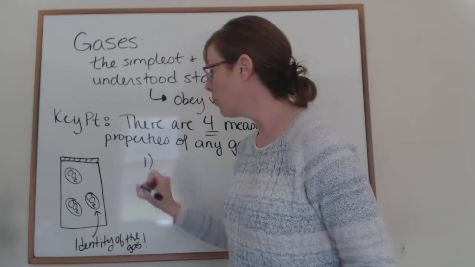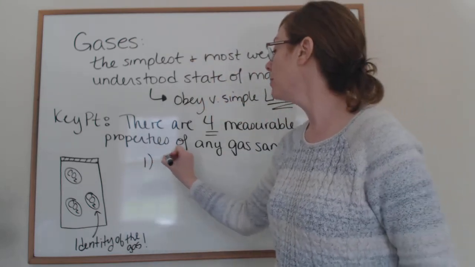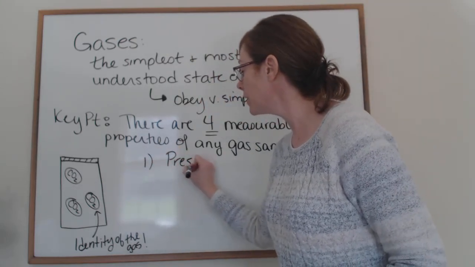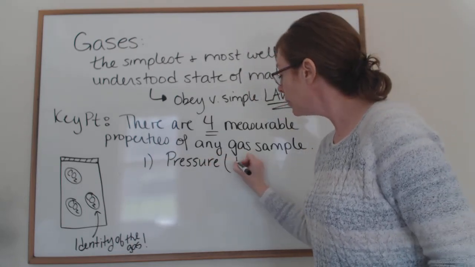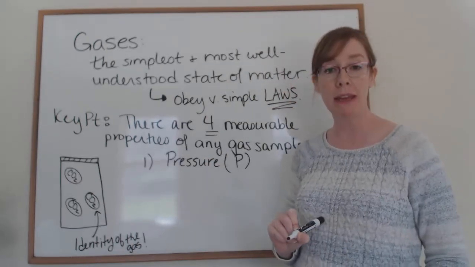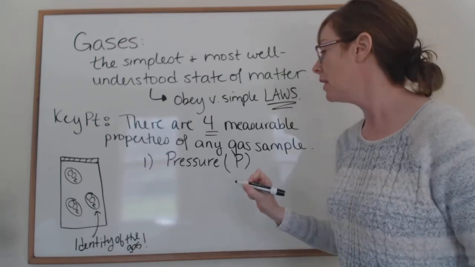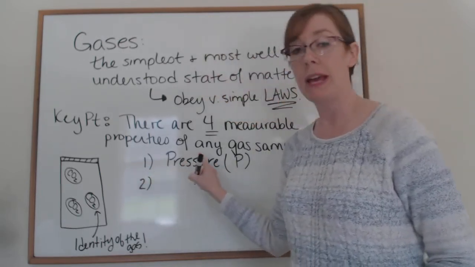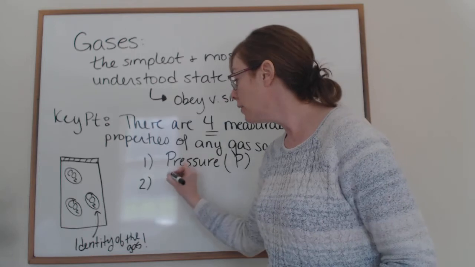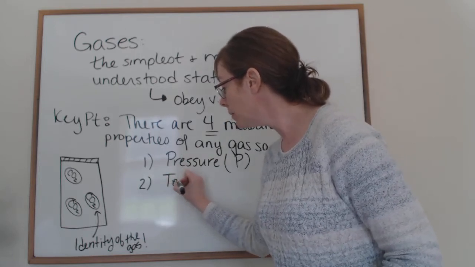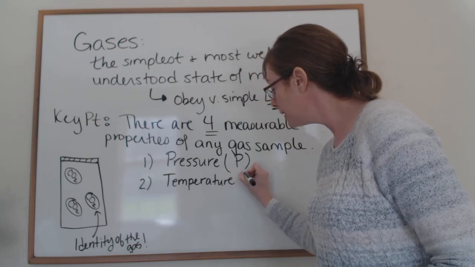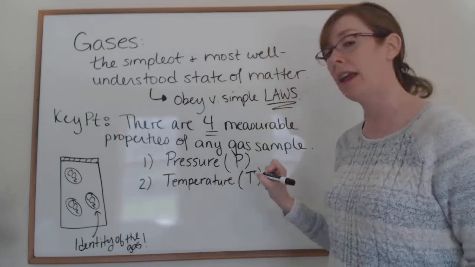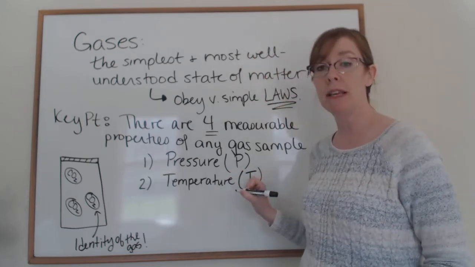And in no particular order, let's go ahead and list the properties. The first we're going to talk about is pressure. We can measure the pressure of a gas. Pressure, we're going to use a capital P in our equations. And I'm going to talk more about what that is in just a moment. The second thing in no particular order is the temperature. You can measure the temperature of a gas. And that is capital T, because lowercase t in chemistry is time. So capital T for temperature.